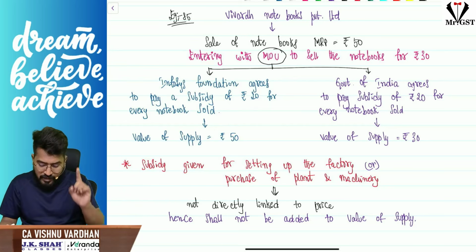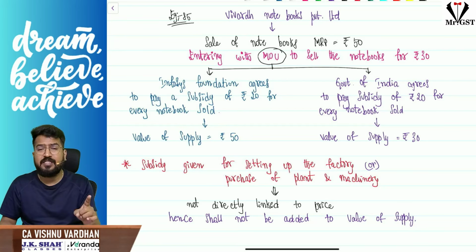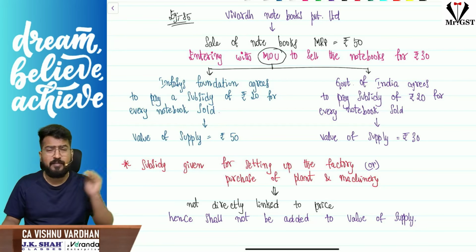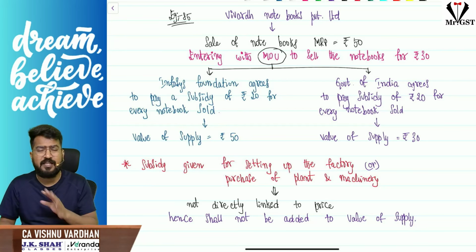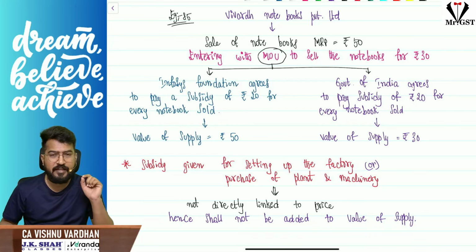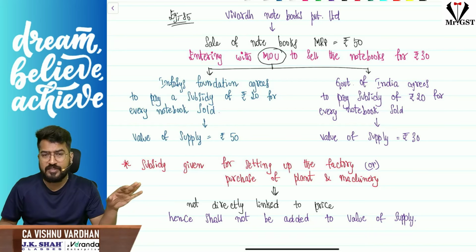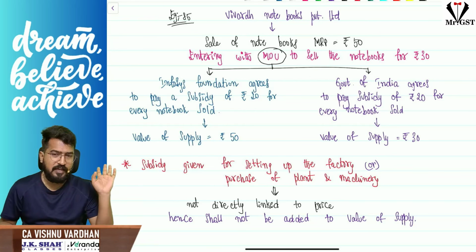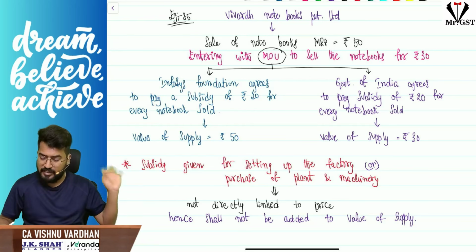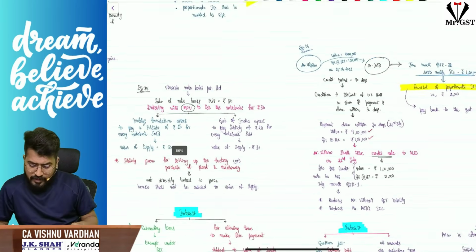Hope it is clear. And I repeat, subsidies given for buying plant and machinery, setting up the factory, or purchasing land do not have any direct link to the price. So those subsidies will not be considered while calculating the value of supply. Hope it is clear for you. Right, so that is the example.